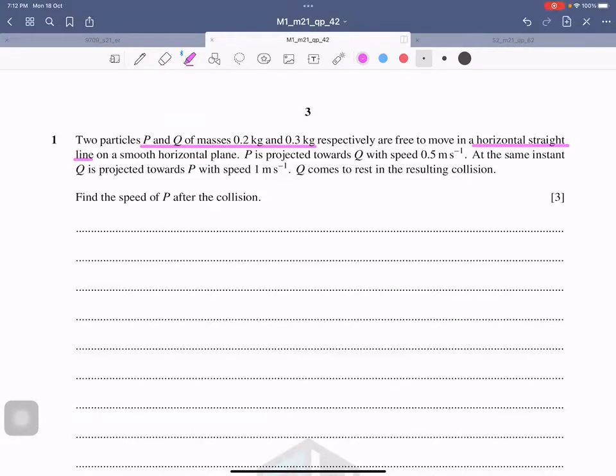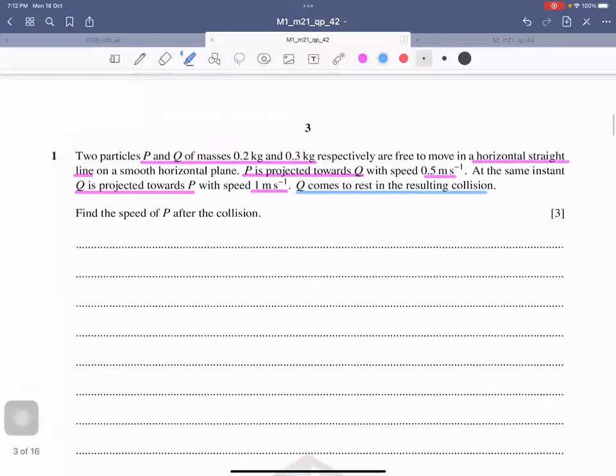Particle P is projected towards Q with a speed of 0.5 meter per second. At the same instant, Q is projected towards P with a speed of 1 meter per second. Later on, Q comes to rest in the resulting collision. Find the speed of P after the collision.